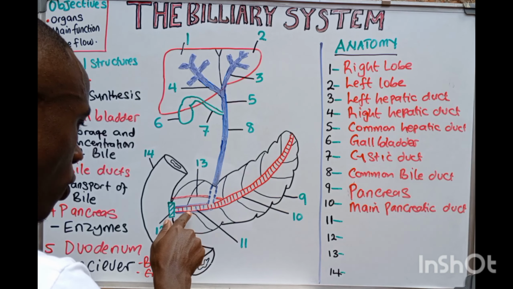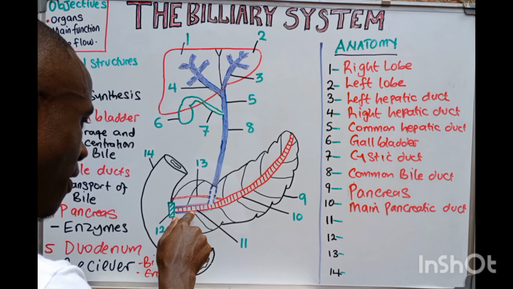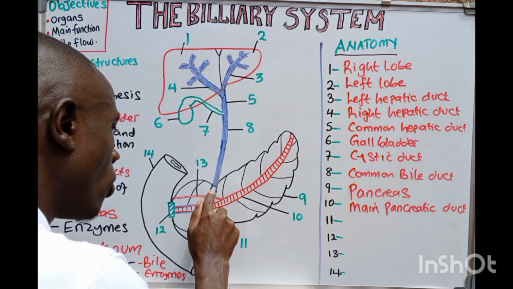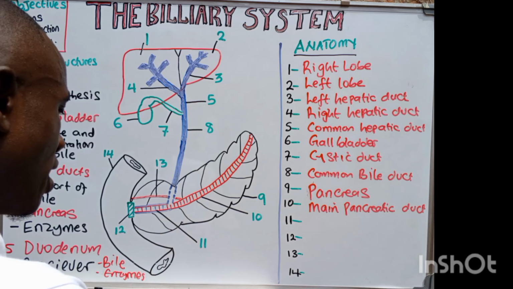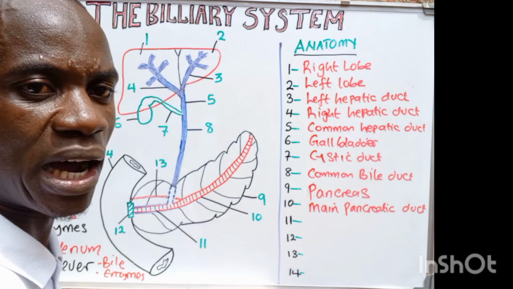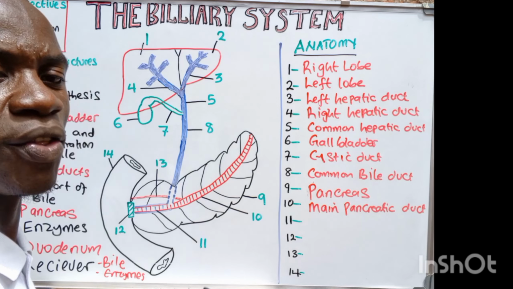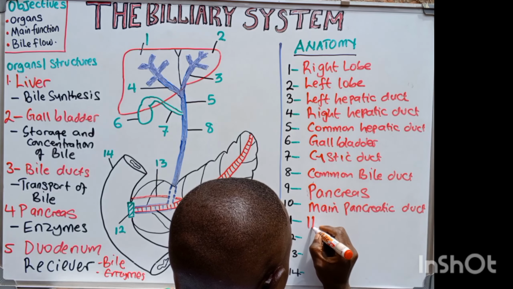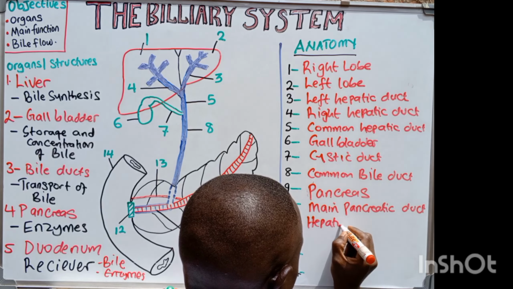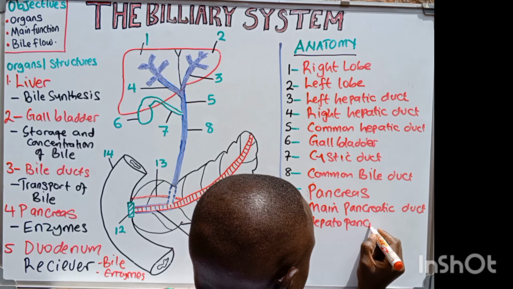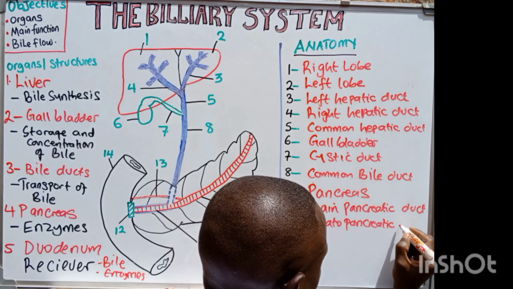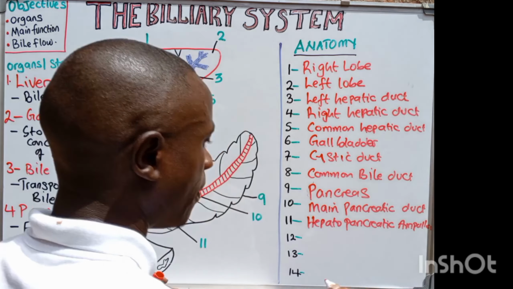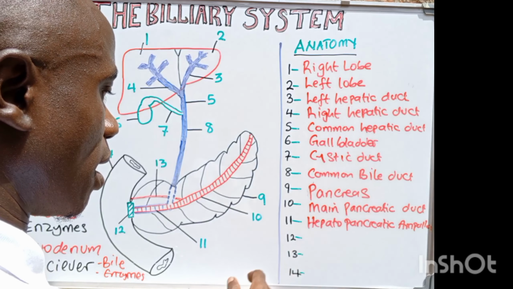Then you have this tube here, number 11, which is going to be a union of the main pancreatic duct and the common bile duct. This structure here is what we call the ampulla of Vater, or the hepatopancreatic duct. So it can also be called the hepatopancreatic ampulla, or the ampulla of Vater.